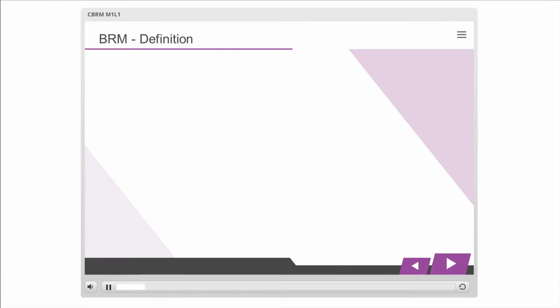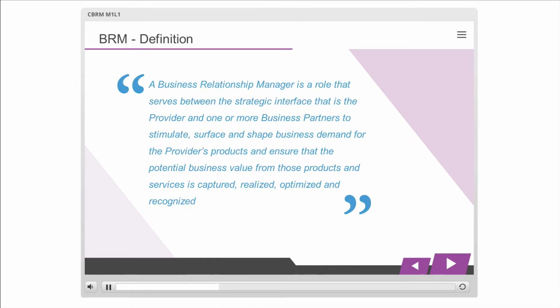It might also be helpful to remind you of the BRM body of knowledge definition of the business relationship manager. A business relationship manager is a role that serves between the strategic interface that is the provider and one or more business partners to stimulate, surface, and shape business demand for the provider's products, and ensure that the potential business value from these products and services is captured, realized, optimized, and recognized.